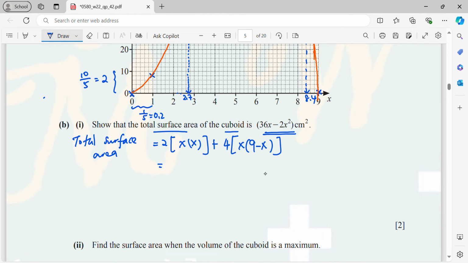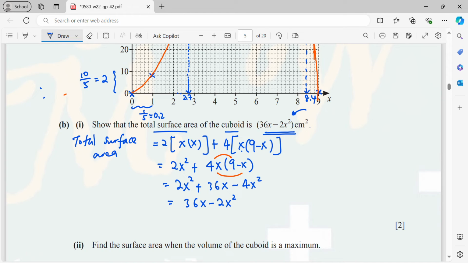Now just do expansion because we need to prove this expression. I will get 2x squared plus 4x bracket 9 minus x. Expanding, 4x times 9 will be plus 36x, and 4x times minus x is minus 4x squared. So 2x squared minus 4x squared is negative 2x squared. That's why I rewrite 36x as the first term, followed by minus 2x squared. So this is how we prove or show.